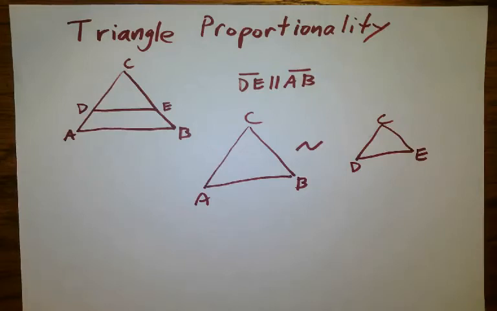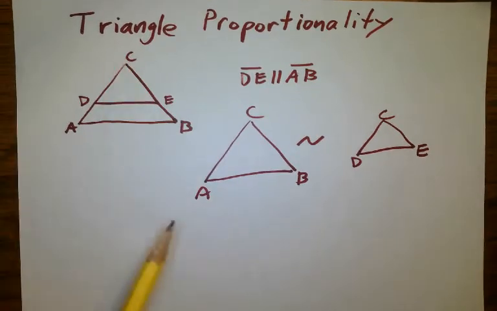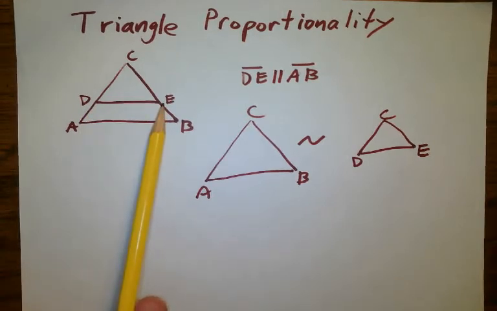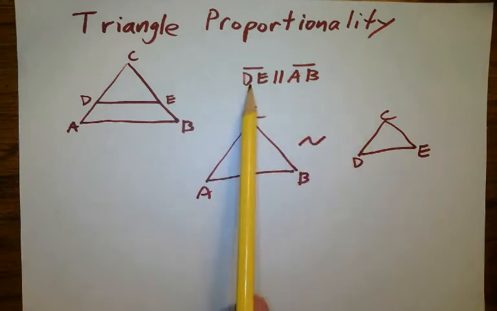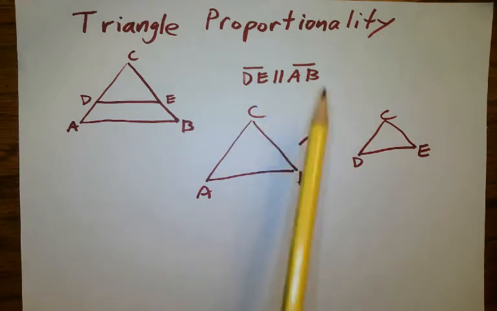Hello, geometry people. We are continuing our study of similarity, and today's topic is going to be triangle proportionality. So what we have in our diagram here is a triangle ABC, and then we connect two of those sides with a line segment DE. We do that so that DE is parallel to AB. Remember, that's our sign for parallel.